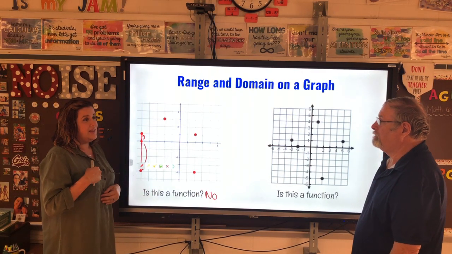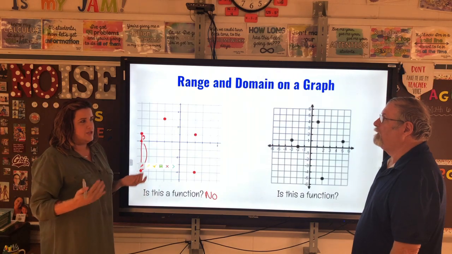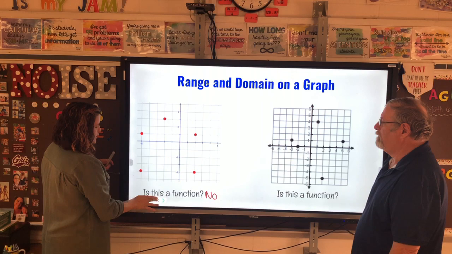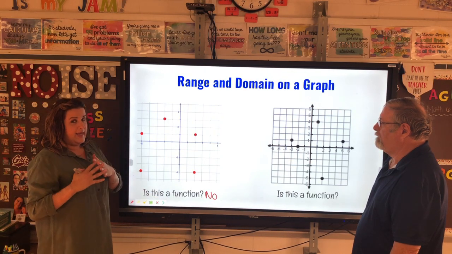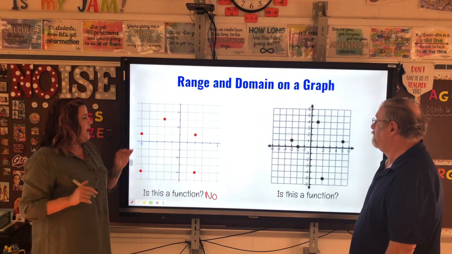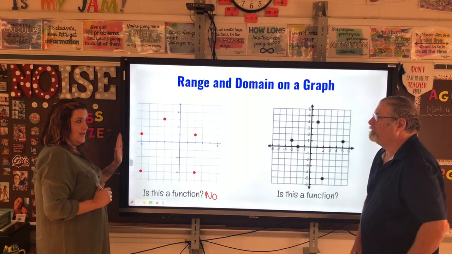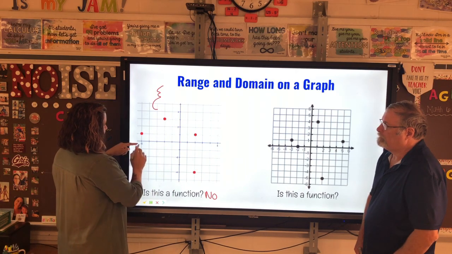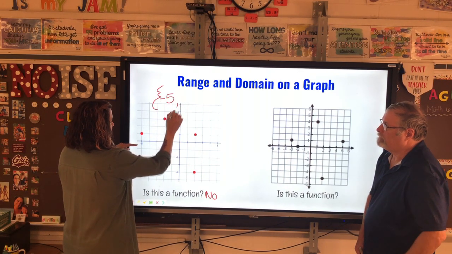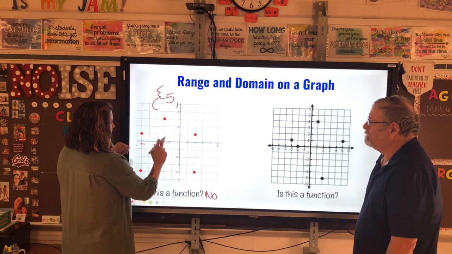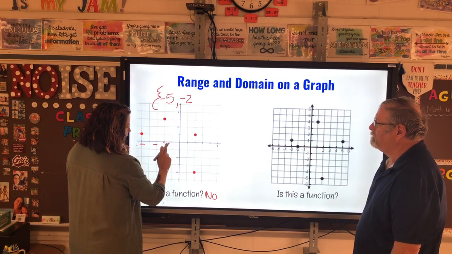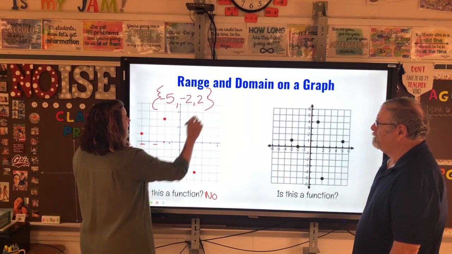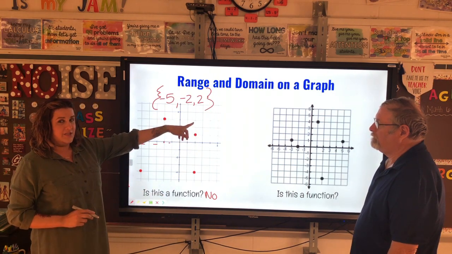But I can still list the domain. So I'll do the domain on mine and you do the range on yours. That way we're not taking up too much time, right? So if I were to list the domain, I'm going to start at my smallest and work my way up. So I'm listing again the x values. I have -5, I go over and I have one at -2, I go over more and I have 2 at +2. So it's not a function, but I can still list the domain.